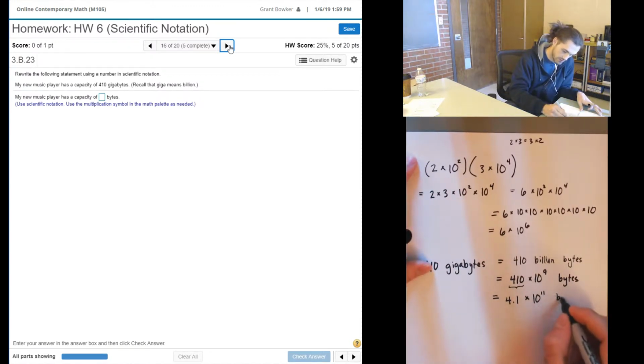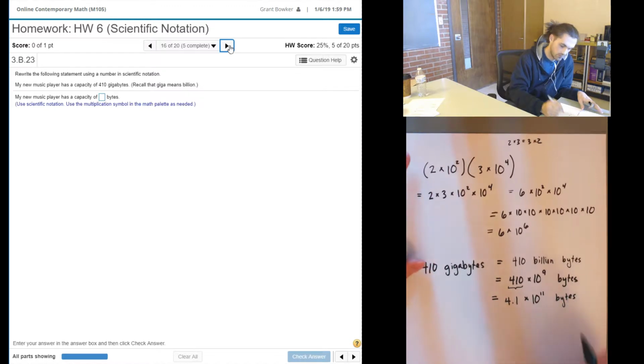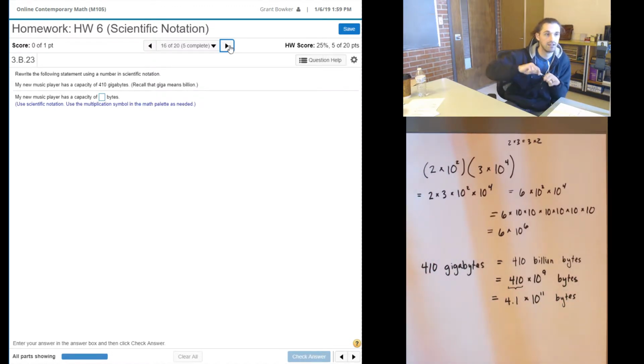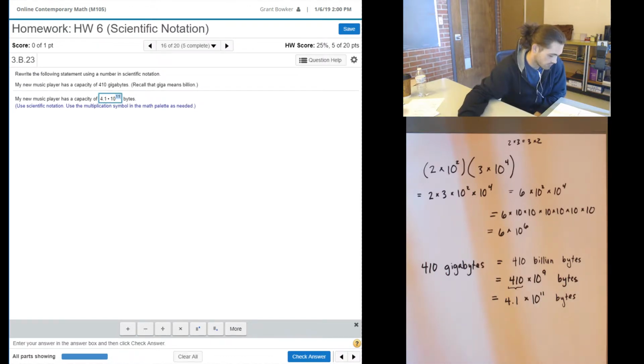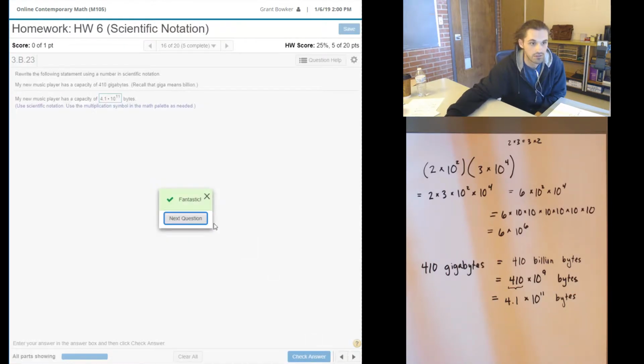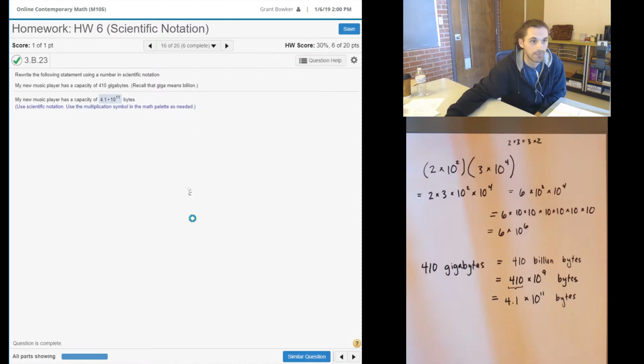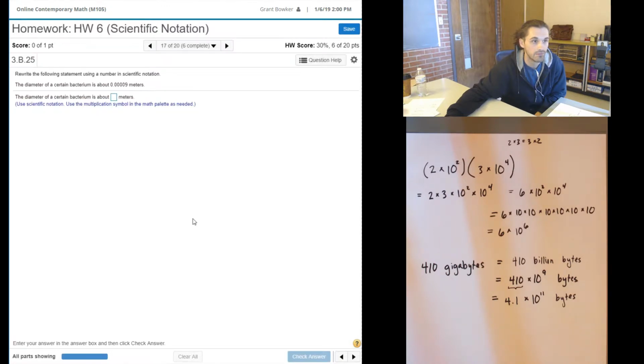So that would be 4.1 times 10 to the 11. 4.1 times 10 raised to the 11. And hopefully it's not looking for 4.10. So moment of truth. Oh, we got it. Yay.